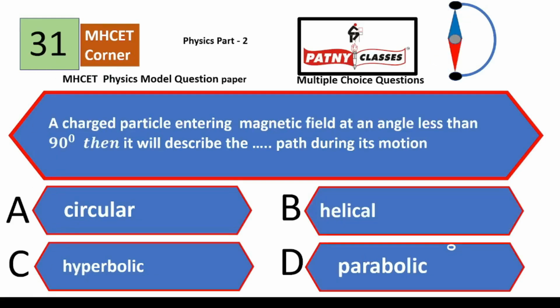Question number 31. A charged particle entering magnetic field at an angle less than 90 degrees, then it will describe the path during its motion. Option A, circular path. Option B, helical path. Option C, hyperbolic. And option D, parabolic.